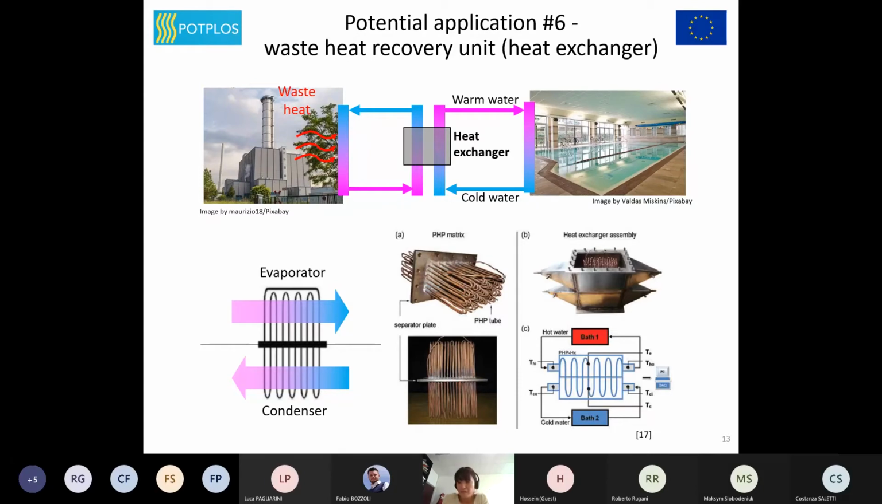In this system, a heat exchanger between the two loops is essential. A PHP composed of a number of copper tubes has been proposed for the heat exchanger. The evaporator is placed on the hot loop side, and the condenser is on the cold loop side, with the air and water flowing between the tubes.